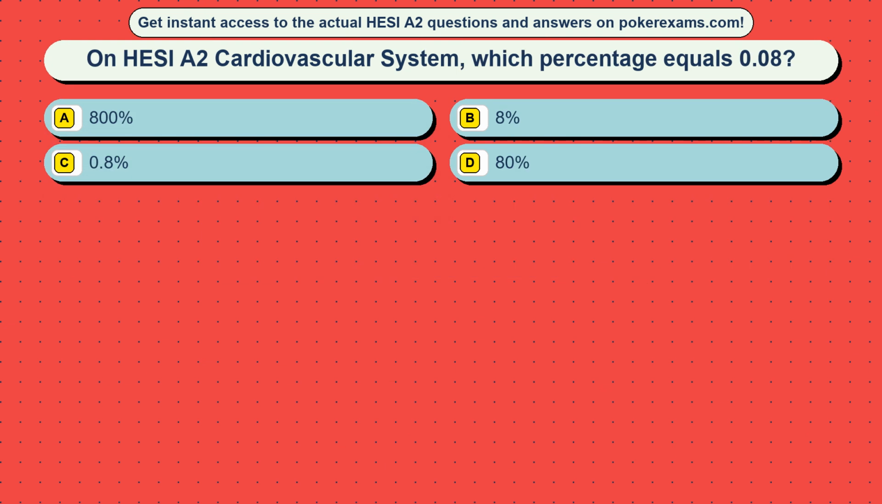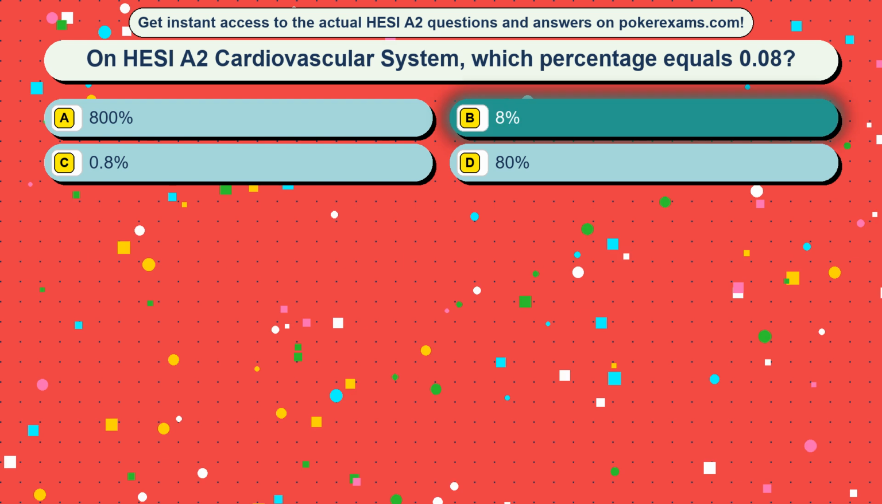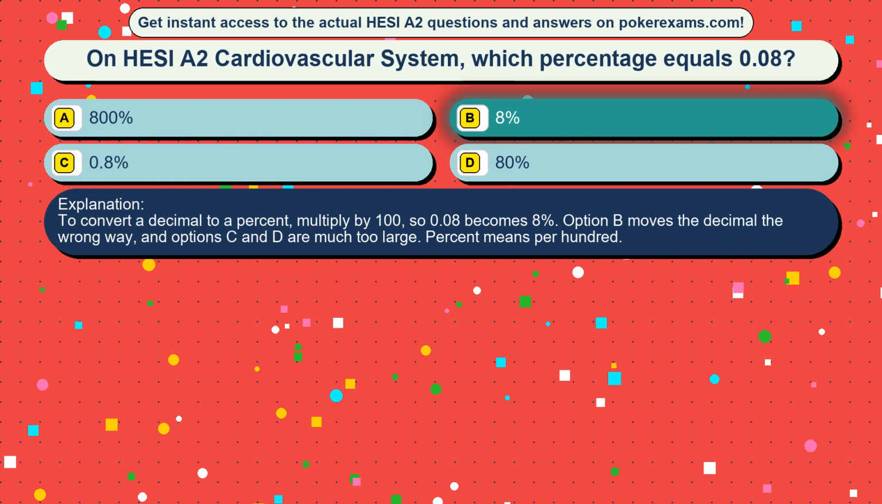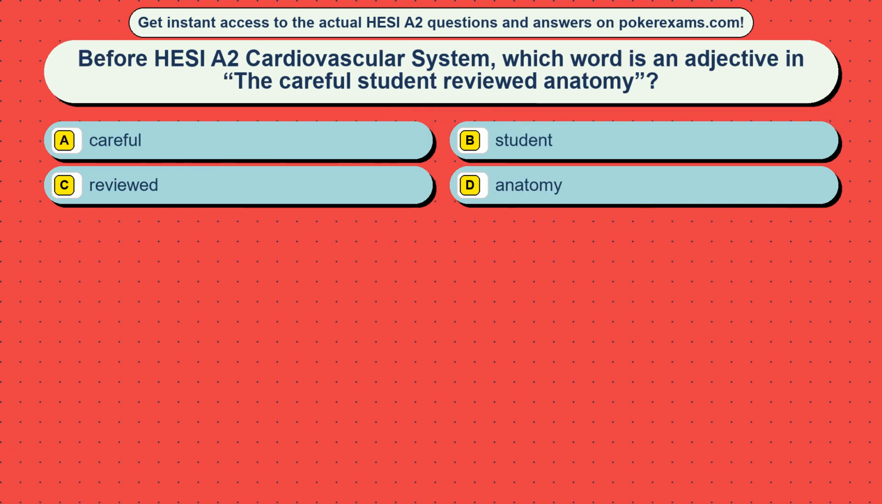Question 4. On HESI A2 cardiovascular system, which percentage equals 0.08? Option A, 800%; option B, 8%; option C, 0.8%; option D, 80%. The correct answer is option B, 8%. To convert a decimal to a percent, multiply by 100, so 0.08 becomes 8%. Option C moves the decimal the wrong way, and options A and D are much too large. Percent means per hundred.